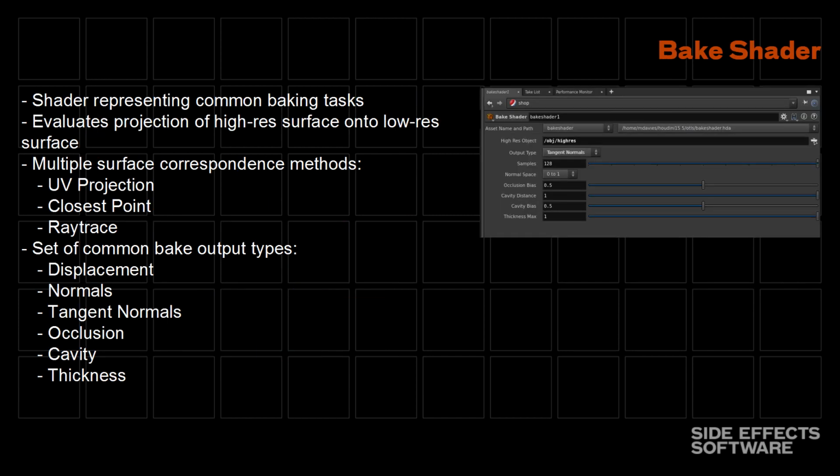So to help facilitate baking in Houdini, especially of, as we talked about, surface details, we have a bake shader, which represents common baking tasks. The shader deals with evaluating the projection between the high-res surface and the low-res surface, so the cage and then the high-res detail surface you're working with. We're looking towards multiple surface correspondence methods.